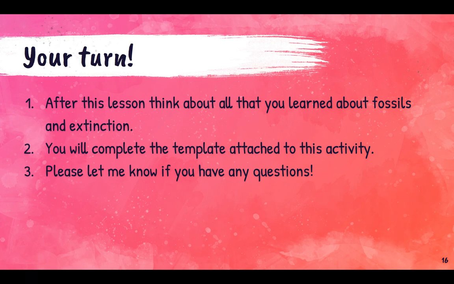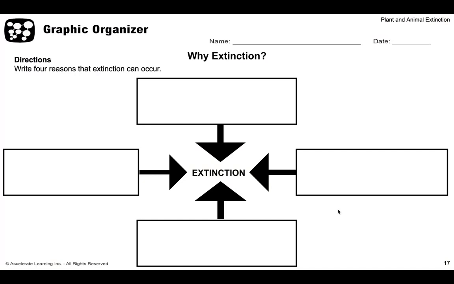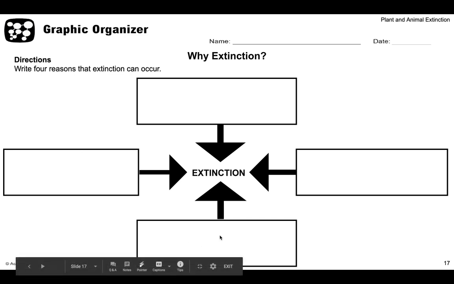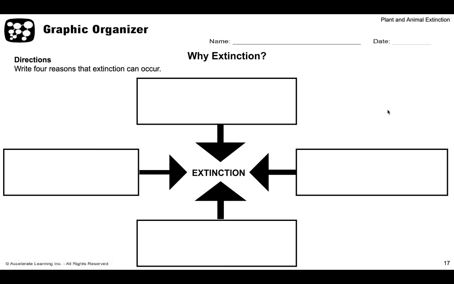Please, please, please let me know if you have any questions. This is what it looks like. So we have extinction in the middle, and you're telling me what are 4 reasons that extinction can occur, okay? So I want you to be thinking about that. Try to give me them. I challenge you.